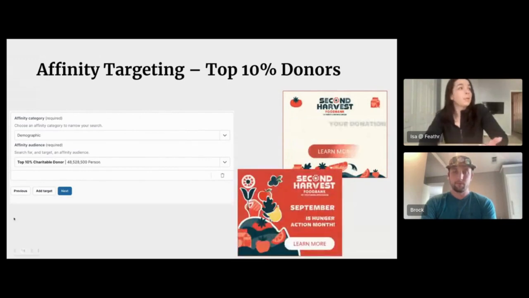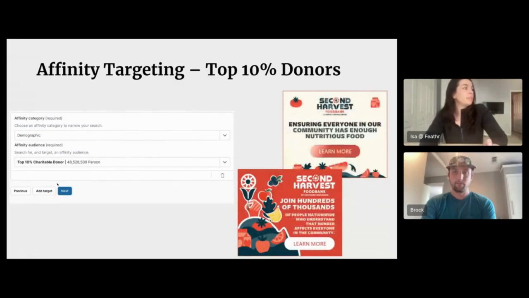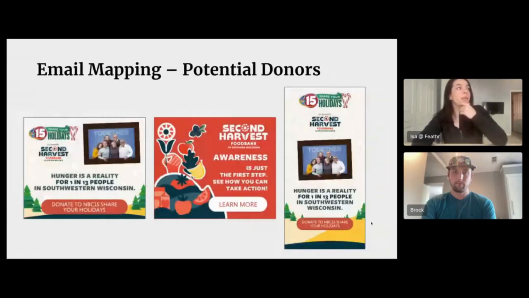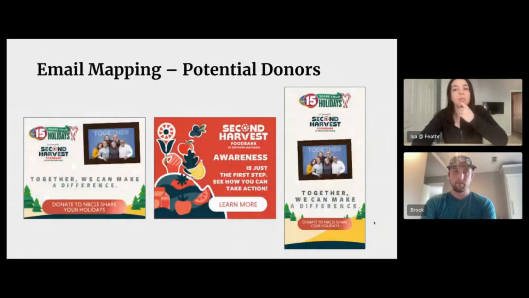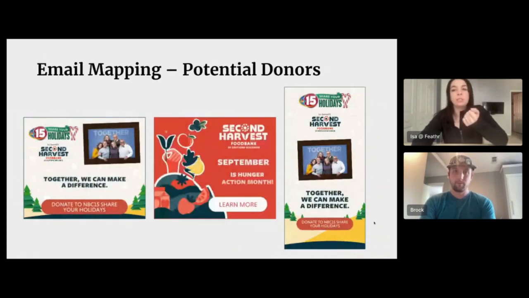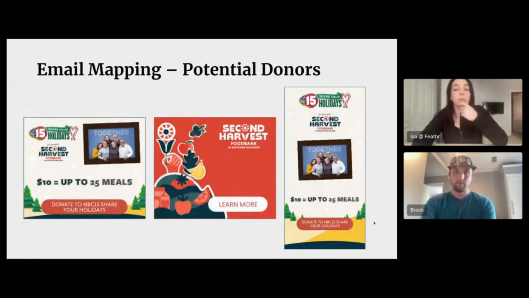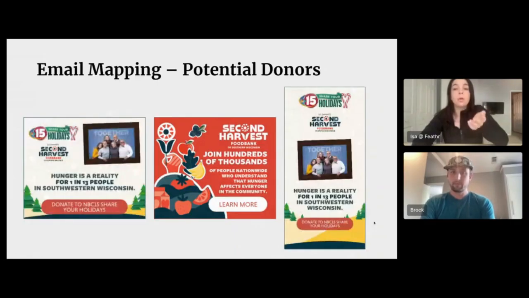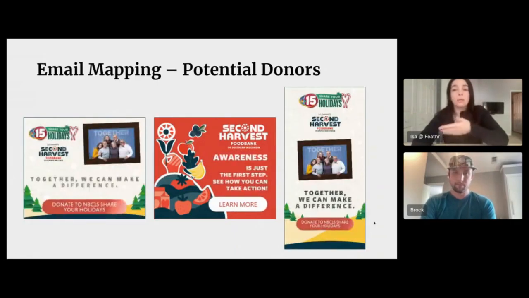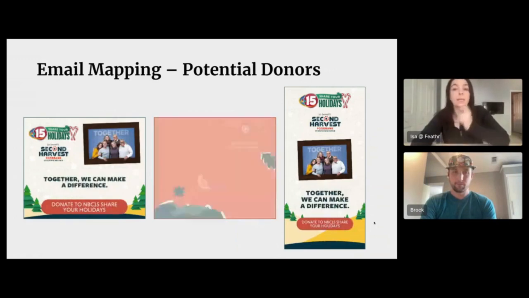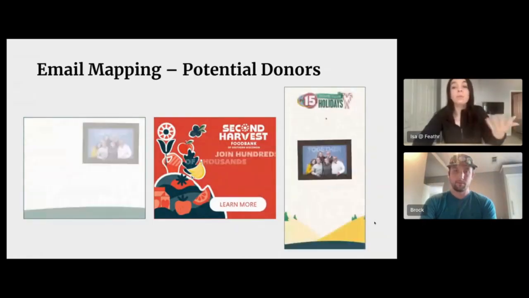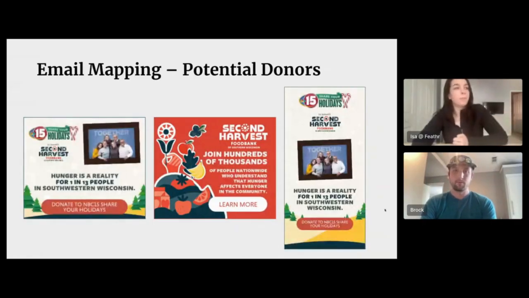So on the right, you can see the ads that they showed, and specifically the affinity audience that they targeted here on the left. And then for the email mapping campaign that they ran, they uploaded a list of about 20,000 email addresses that were associated with people who had previously donated to the organization. They were then able to target the people associated with those emails with ads as they were scrolling online, encouraging them to come back and give again. So again, this is a great way to expand your current audience by tapping into people who were previously in your audience but haven't engaged with you in a while.